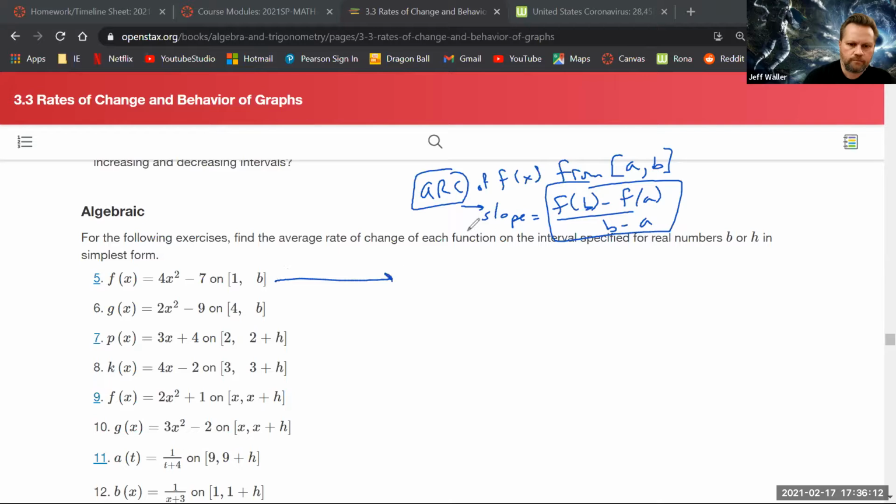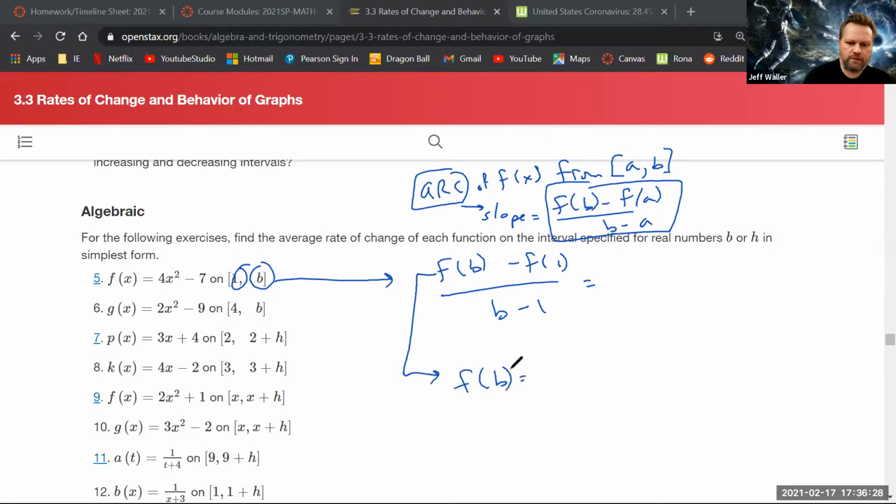So for number 5, you would do f of B minus f of 1 divided by B minus 1. I need to know what f of B is. Down here, f of B would just be 4b squared minus 7. Is everybody with me? Every single average rate of change problem, you do it like this. What's going to change? The function and the inputs will change. Big deal, right? Each problem, you just do exactly what we're doing.